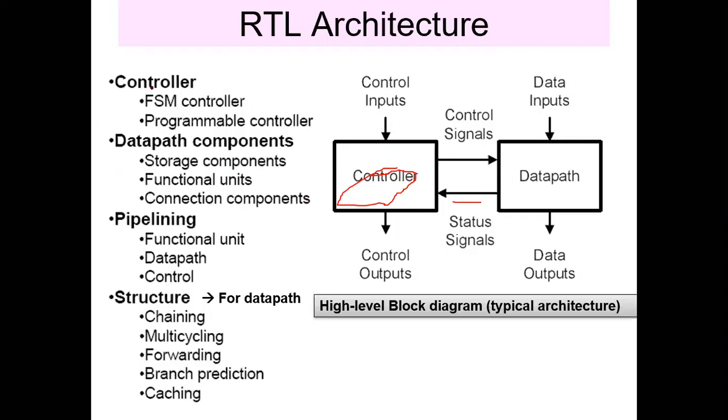So a finite state machine based, or FSM, controller means it will have different states. For each and every control input, the corresponding next state will be found, and that is what we call an FSM controller. Normally we will have different states, and depending upon the control inputs, the corresponding states will be selected. So that is the FSM controller.